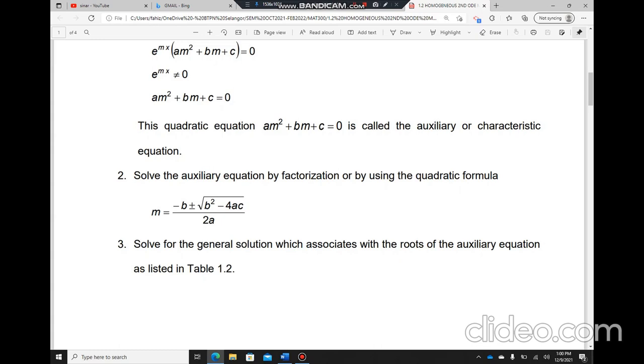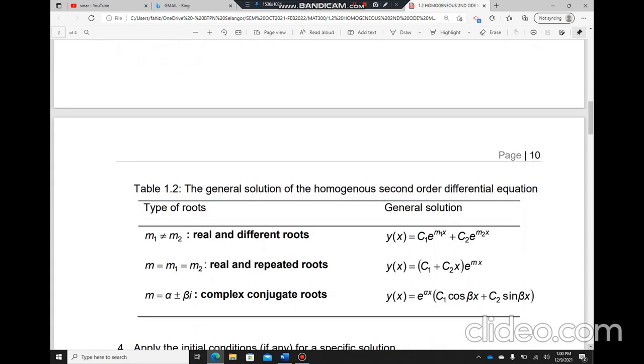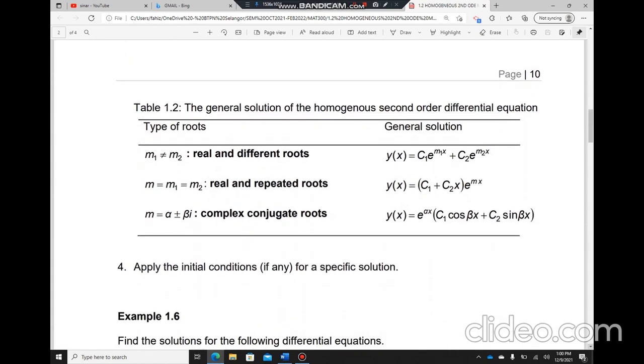Solve for the general solution which associate with the roots of the auxiliary equation as listed in table 1.2. Okay. So kat sini nanti awak akan ada three types of roots which are real and different roots. Maknanya nanti mungkin awak akan dapat m1 not equals to m2. Sebab kita akan ada dua nilai m1 dengan m2. Ataupun kita akan ada dua nilai yang sama which are m equals to m1 equals to m2. And then another one, we get the complex conjugate roots.